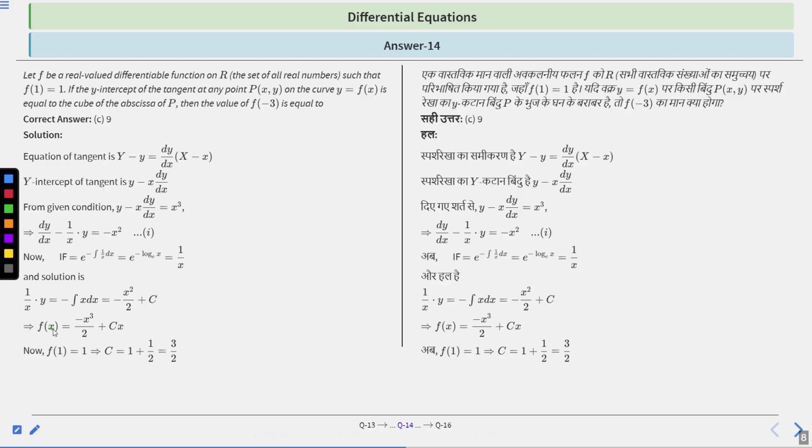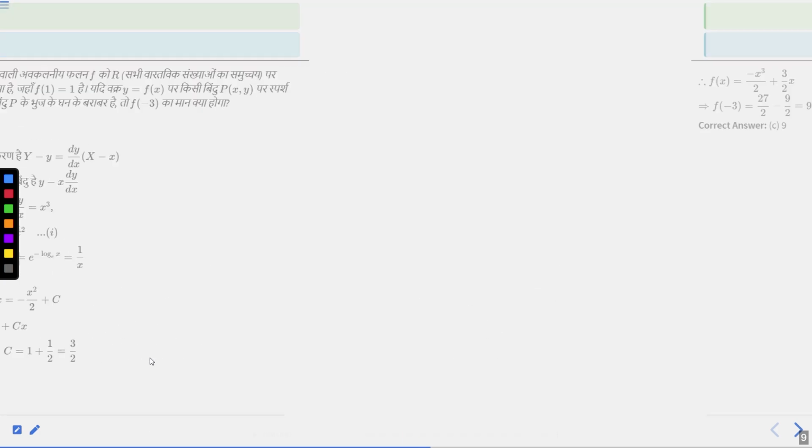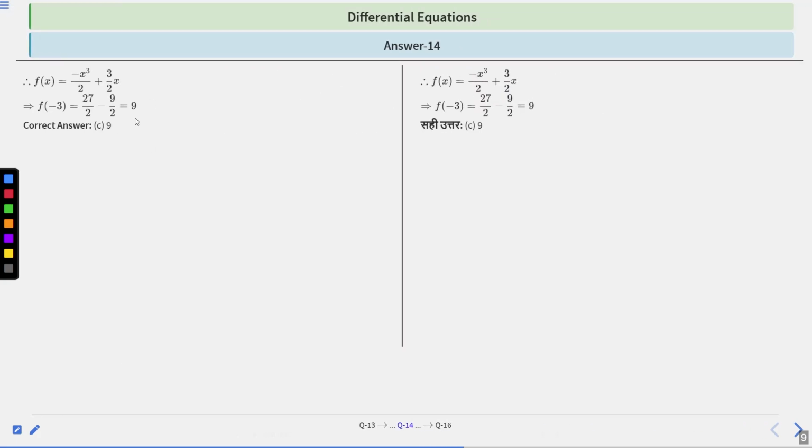By putting x equal to 1, you will get f(1) is equal to minus 1 by 2 plus c. Therefore, c will be 1 plus 1 by 2, because f(1) is 1, right? Therefore, c is equal to 1 plus 1 by 2, which is equal to 3 by 2, right? Therefore, f(x) is equal to minus x cube by 2 plus 3 by 2 x, right?